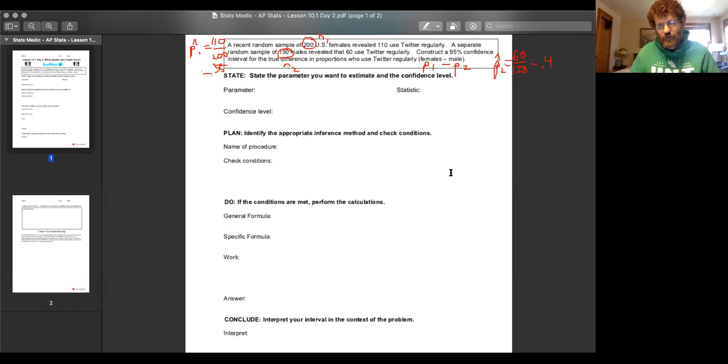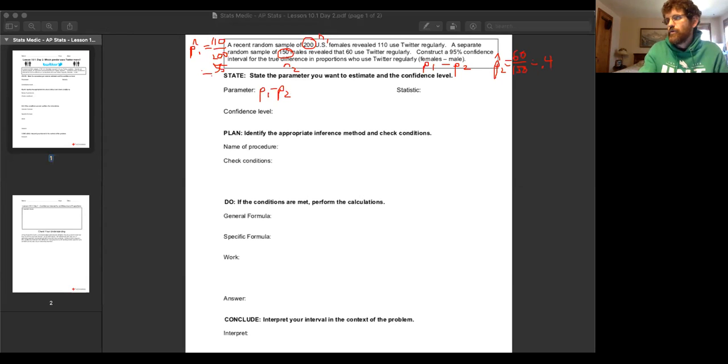Okay, so we're not doing the actual calculations yet, but we set up a couple things. We know what p hat 1 and p hat sub 2 and n1 and n2 are. The parameter that we're checking, we want to see what this difference really is. We want to find the true p1 minus p2, which is going to be the true difference in proportions, and that'll be females minus males.